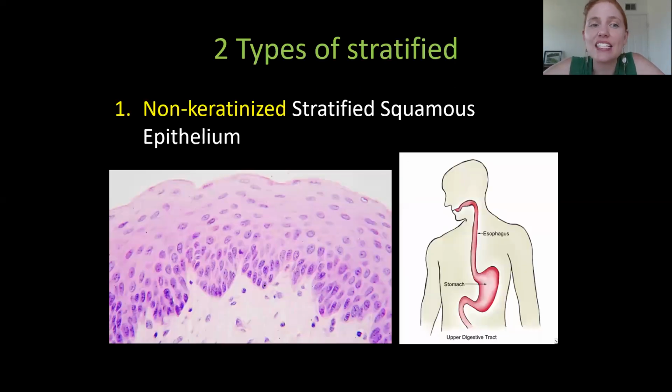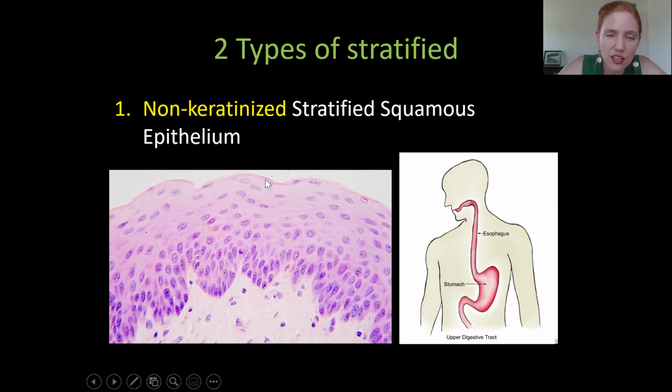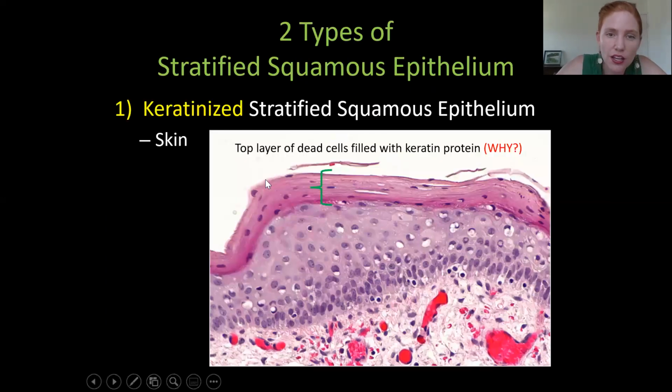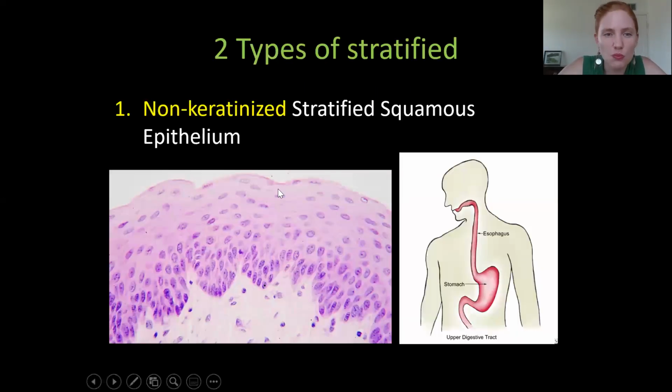Okay, the second type would be non-keratinized. The non-keratinized is going to be found in the esophagus. And if you look at this in comparison to this one, here's a solid cell, like sort of packed layers on the top. Non-keratinized will be kind of more soft, and you can still see that the cells are very much alive and they're not filled with keratin. This is non-keratinized stratified epithelium, stratified squamous epithelium.